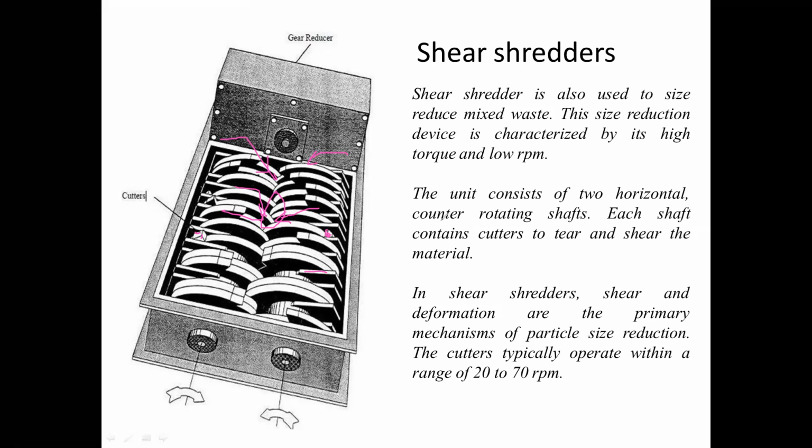It consists of nothing but two horizontal counter-rotating shafts. Each shaft has cutters to tear and shear the materials. Every shaft has this facility for cutting. Typically it rotates at a speed of 20 to 70 RPM. The shear cutter deformation is the primary mechanism for particle size reduction. We are going to be using them specifically to reduce the dimension of the waste.